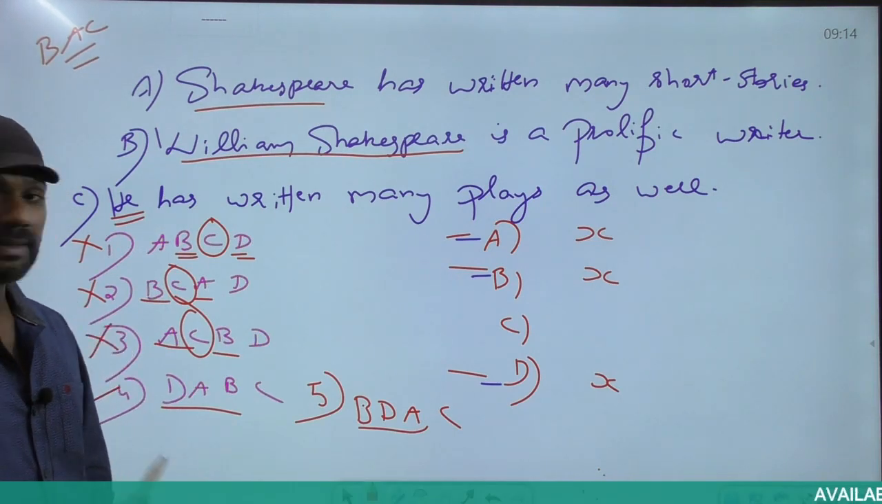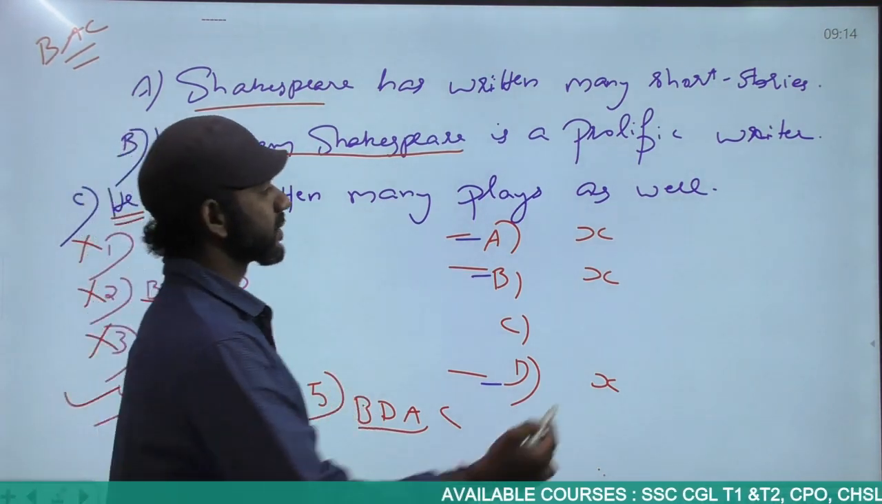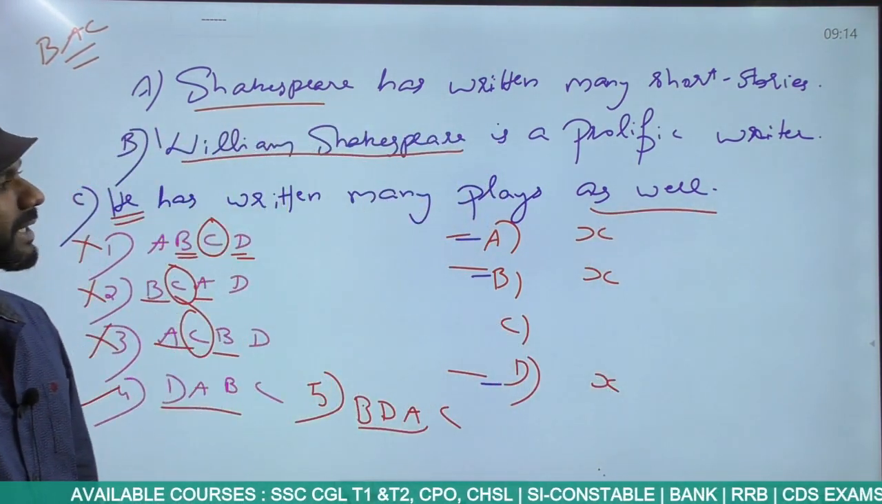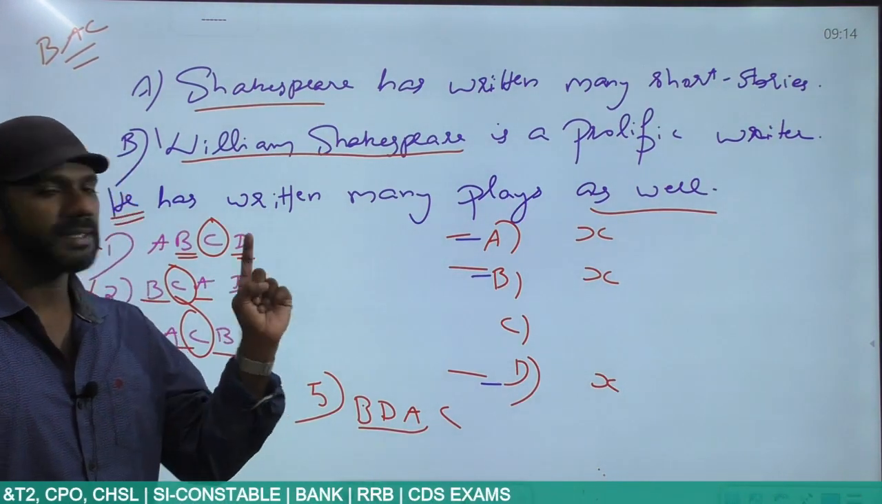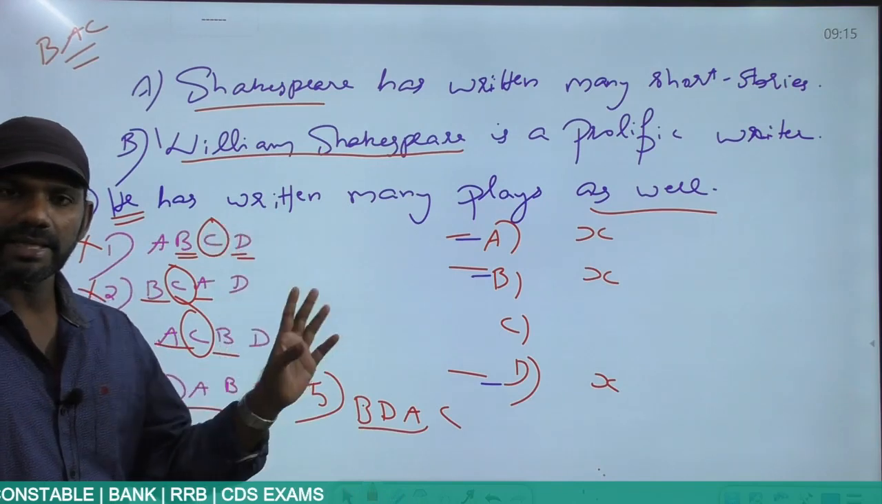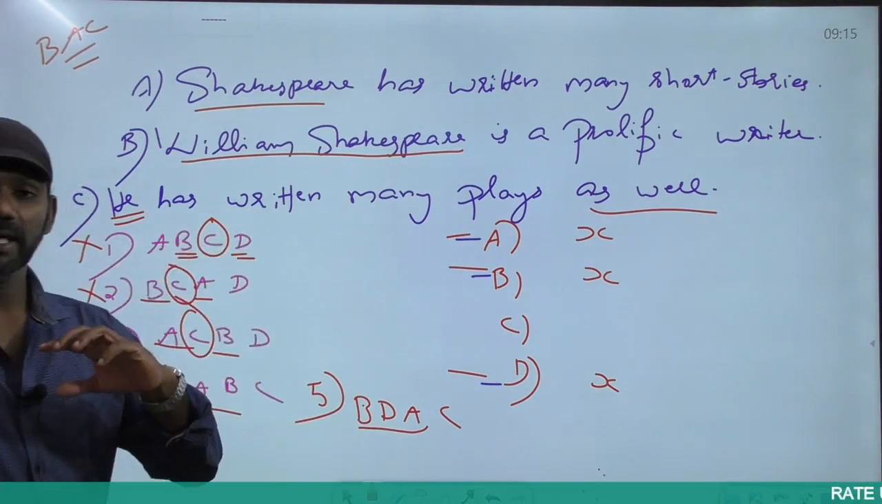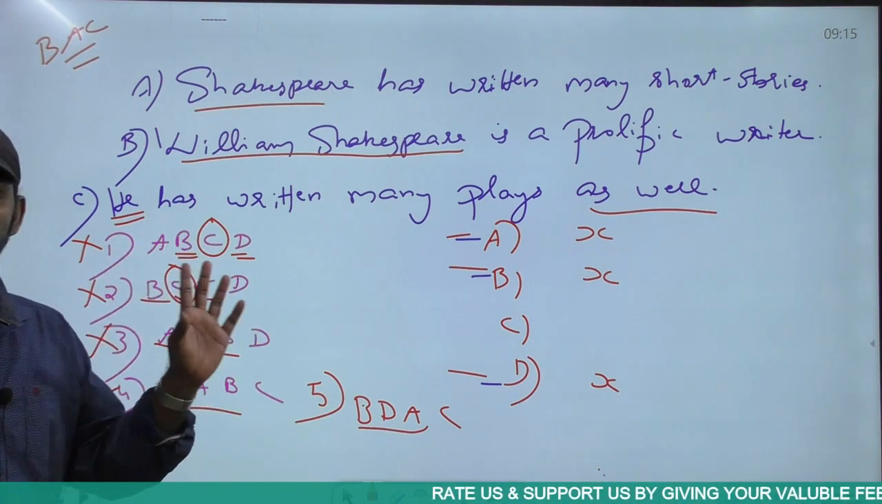One more reason, mention about a noun. One more reason, he has written many plays as well. As well is a support indicator. How many ideas are there in sentence 3? Only one idea. He has written many plays. So sentence 3 contains an indicator and one idea. So this sentence must be connected to another sentence immediately before it. So the paragraph cannot start with 3.